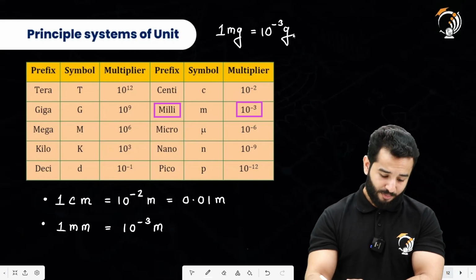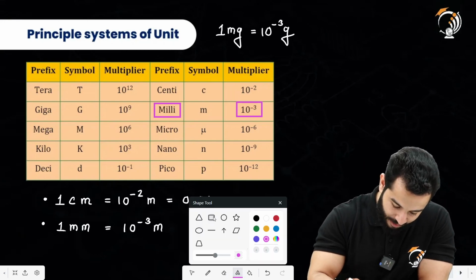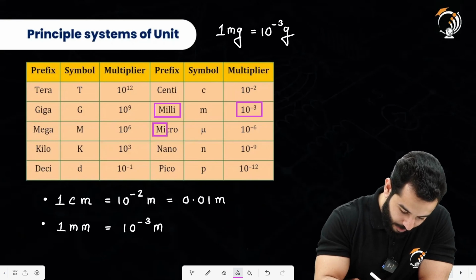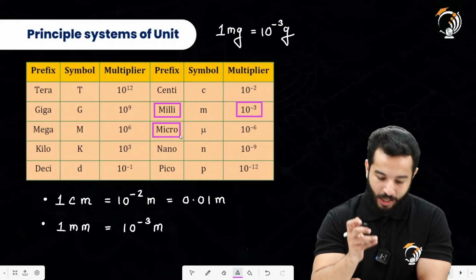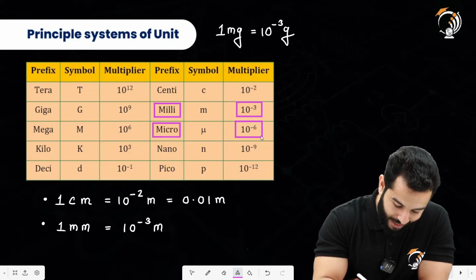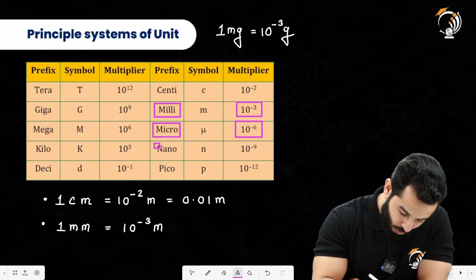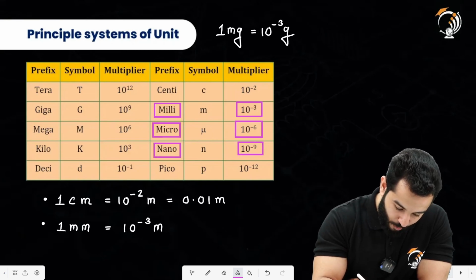All right. Similarly, the next prefix is micro, denoted by the Greek letter mu, whose multiplier is 10 to the power minus 6. For nano we have 10 to the power minus 9. For pico we have 10 to the power minus 12.